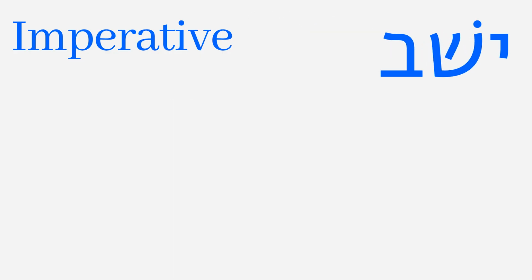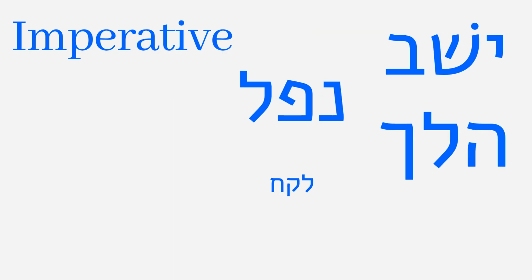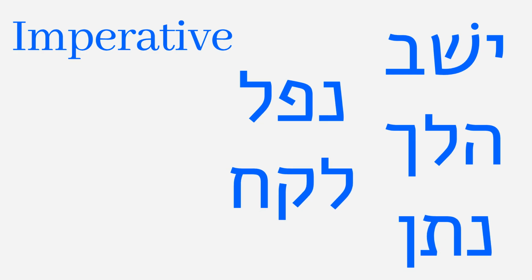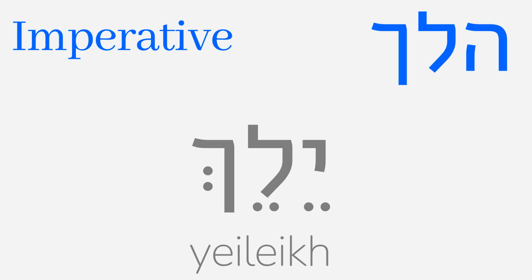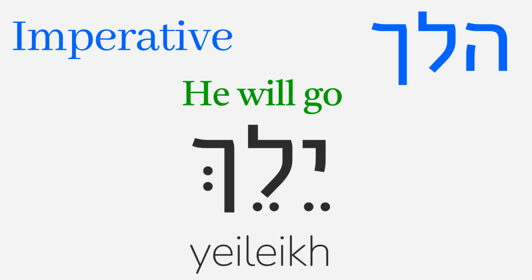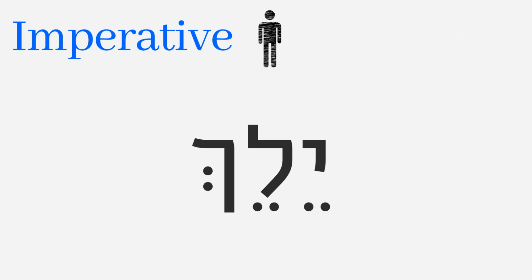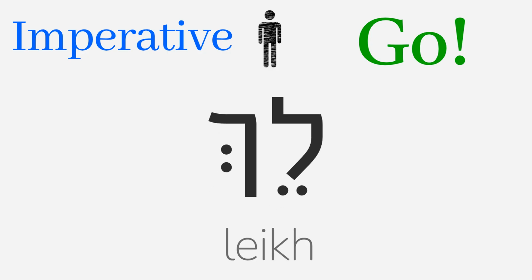Certain roots beginning with yod or nun, and a few other irregular roots, will not show their first root letter in the future tense. For example, the verb yelech, he will go, is from the root hey lamed kaf, but it does not show its first letter hey. To make the masculine singular imperative go, we just take off this prefix to make lech, go, commanding a man.